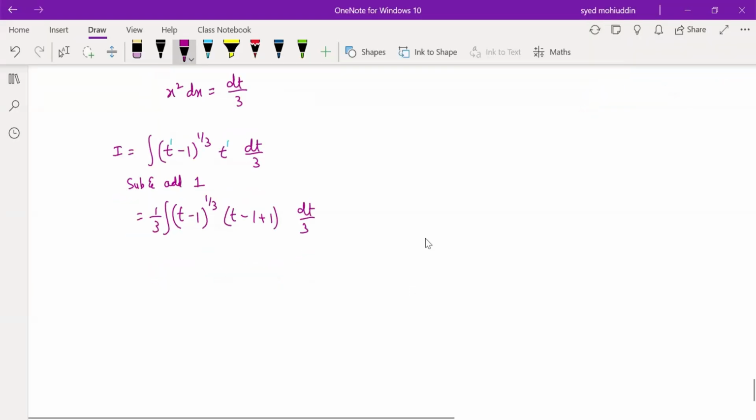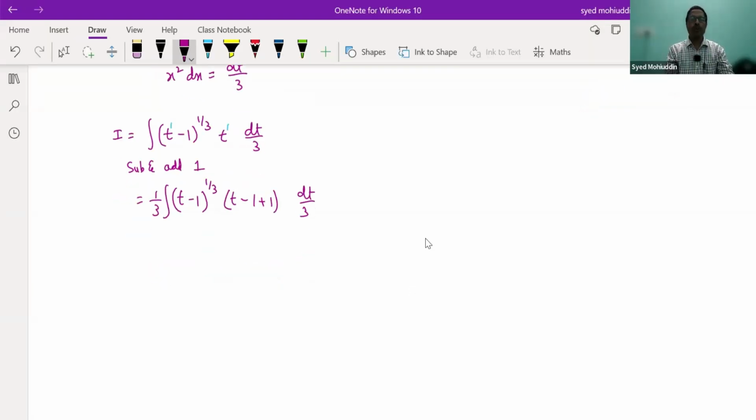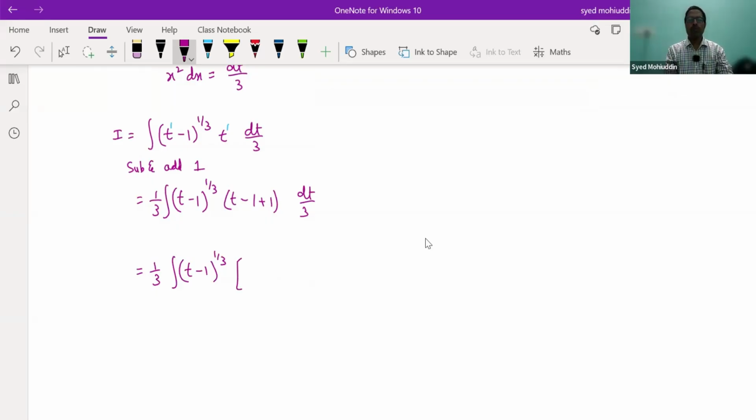Okay, now I'll try to group t minus 1. If you group this one, it is 1 by 3, t minus 1 whole power of 1 by 3. I'll try to group t minus 1, plus this one I'll separate into dt. I think this divided by 3 I've already taken common outside.